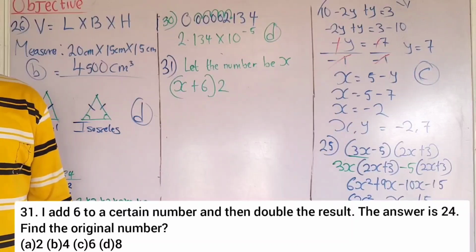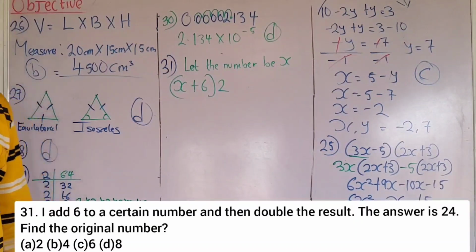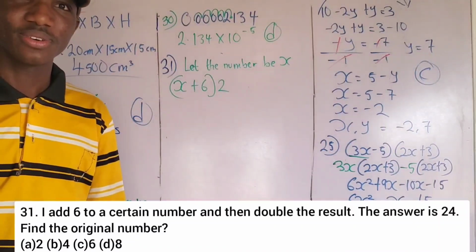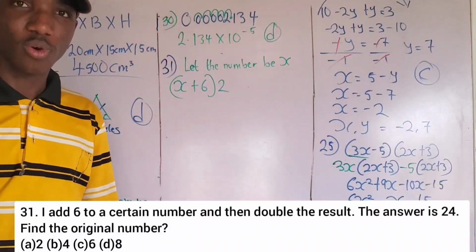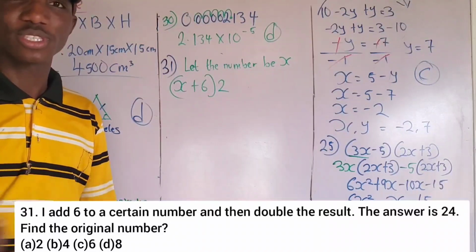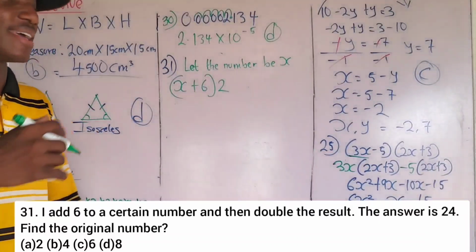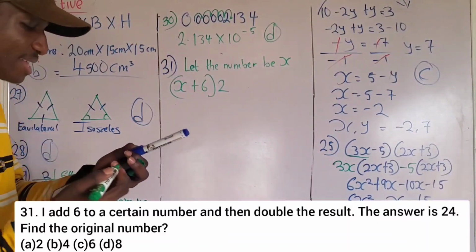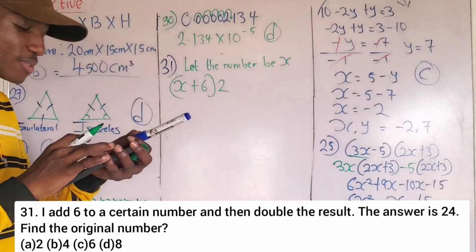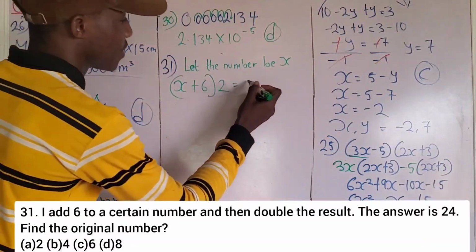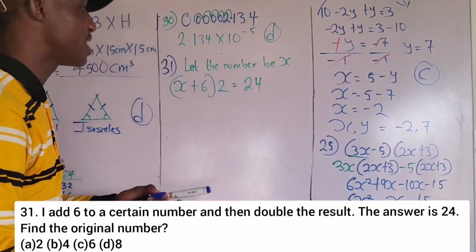Doubling a result means that you multiply it by 2. Okay, if I say that you double 4, that means 4 times 2 is 8. Double 6, 6 times 2 is 12. Double 20, 20 times 2 is 40. Okay, so we double x plus 6, that is we multiply it by 2. Okay, and then the answer is 24. Find the original number. So it's equivalent to 24. So how do we get the value of x?